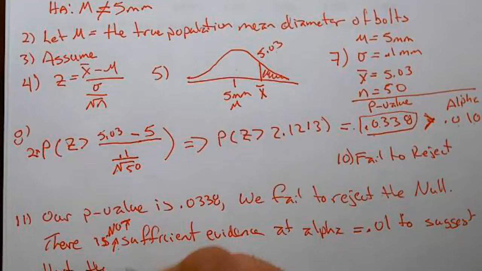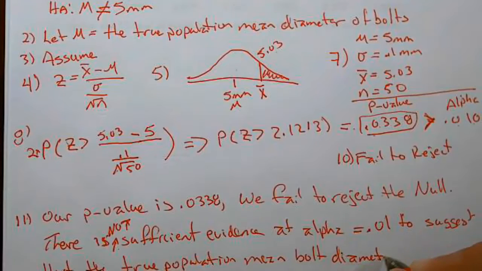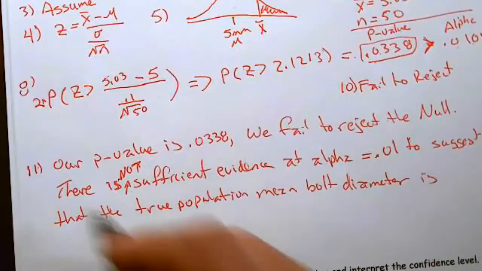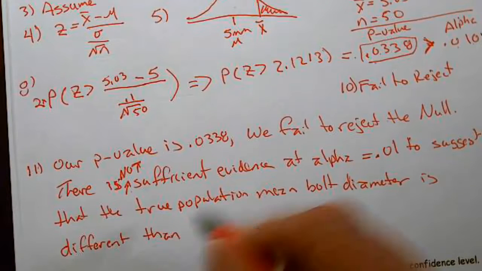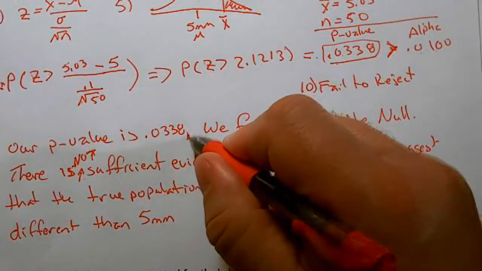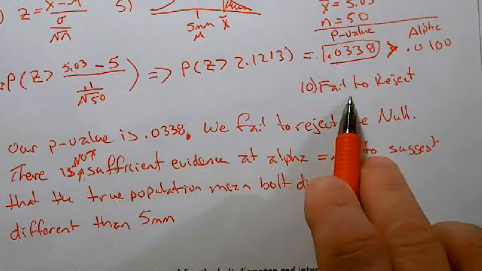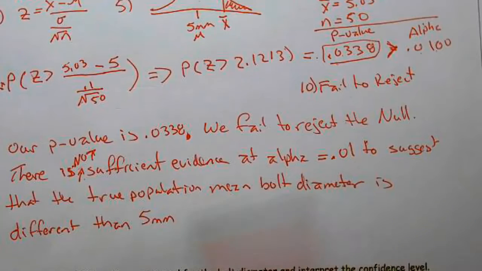that the true population mean bolt diameter is, and then what did we have up here? Not equal to, well, that's the word different, is different than 5 millimeters. So let's read that again. Our p-value is 0.0338. We failed to reject the null, which is what we said here. There is not, don't forget that not, sufficient evidence that alpha equal 0.01 to suggest that the true population mean bolt diameter is different than 5 millimeters.